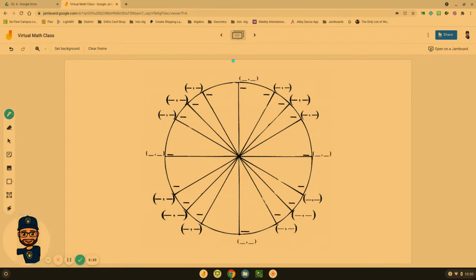So again, 90 is up on top. That's the point 0, 1. 180 is over here. And that's the point negative 1, 0. 270 is down here. And that's the point 0, negative 1. And we say that this is either 0 degrees or it could be 360 degrees all the way back around. And that's the point 1, 0.